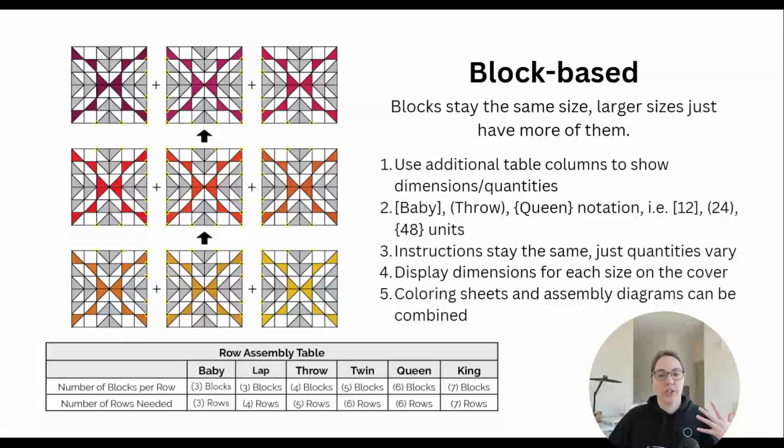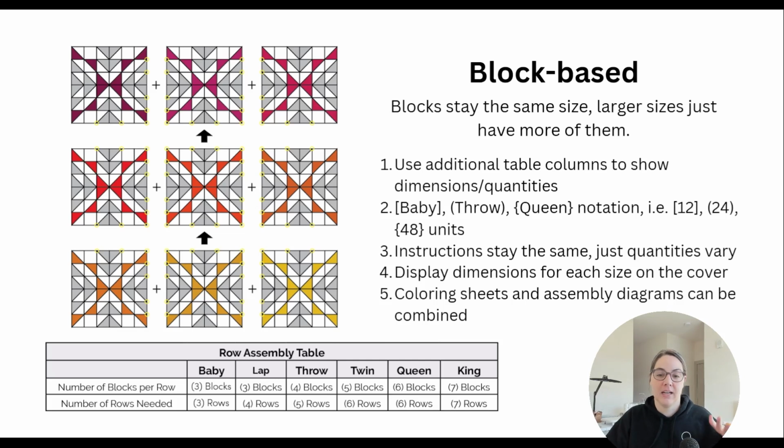And so you're definitely going to want to display dimensions for each size on the cover. Really important. You need to have that somewhere on the cover. My preference is to have it on the front below the title, right? Because that's one of the more important pieces of information on the cover. How many sizes are in this pattern? What are their sizes? So people can decide, yes, this is going to work for my sister-in-law who I'm trying to make a bed size quilt for, or no, it's not, I need to pick a different pattern, right?